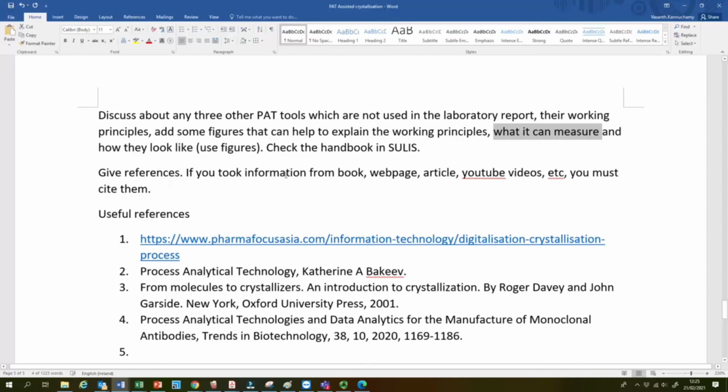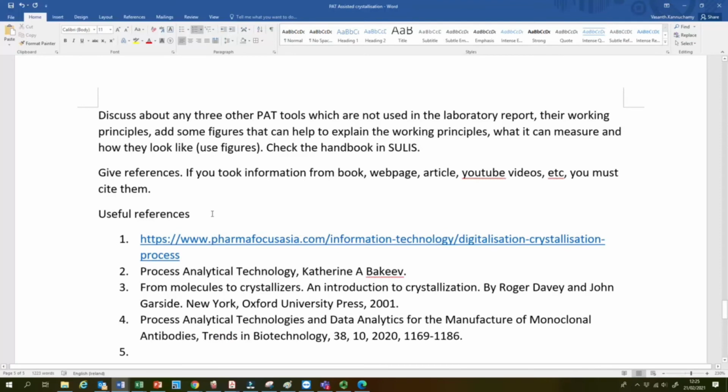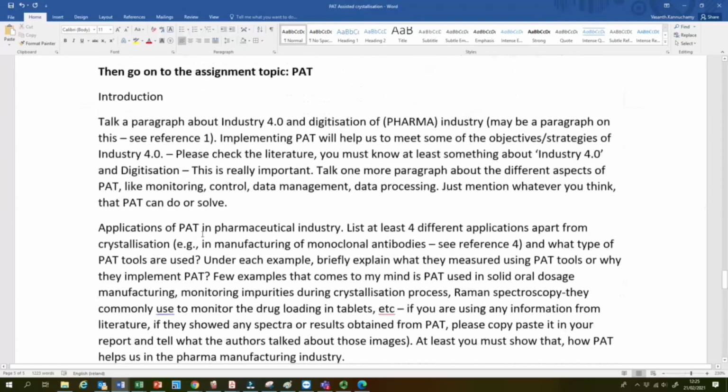And give references. If you took the information from a book, web page, article or YouTube, you must cite them and give the correct references. You can use any format when you are adding the reference, it's up to you. But you should cite. Even if you are watching a YouTube video that talks about the working principles of FTIR, for example, put the link of the YouTube video, and I think that's enough for this one.